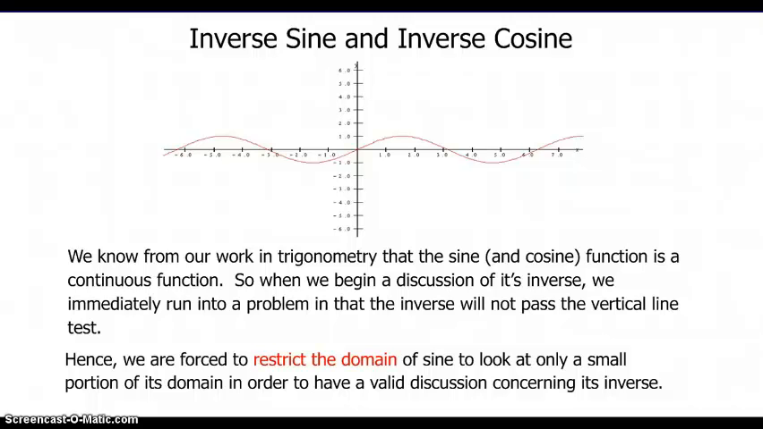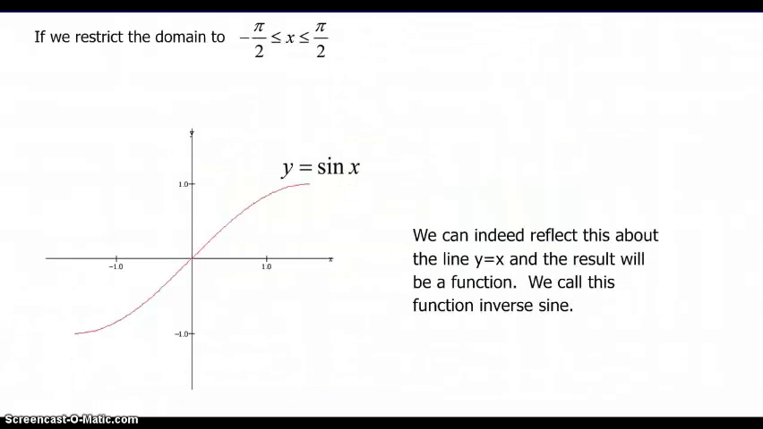So we know from our work in trig that the sine and cosine functions are continuous, periodic functions; they have repeated behavior in the plane. So if we're going to talk about their inverses, we're going to have a problem when it comes time to reflect that inverse function in the plane over the line y equals x, because it will not pass a vertical line test, therefore we can't talk about it being a function. So we were forced to restrict the domain of those two periodic functions and only look at a small part of the domain in order to have a valid discussion about them having an inverse.